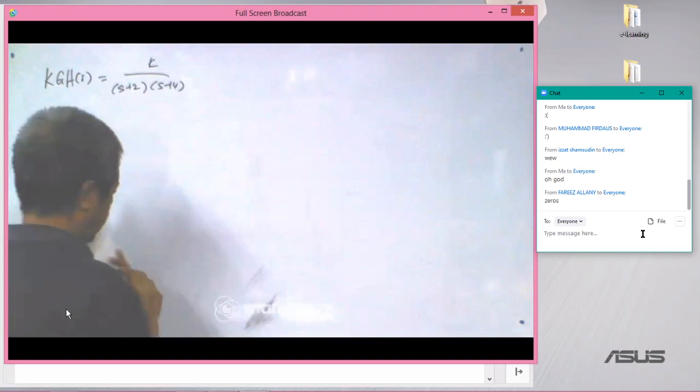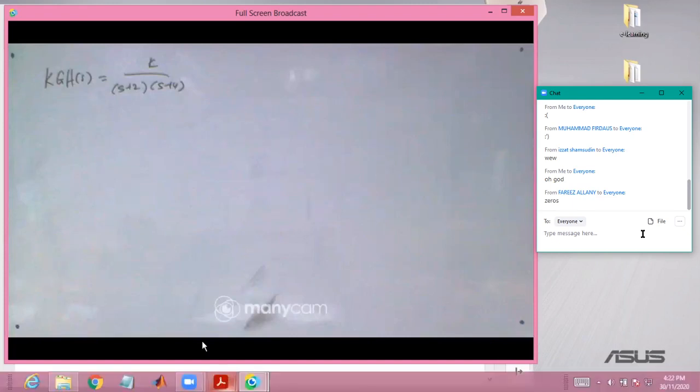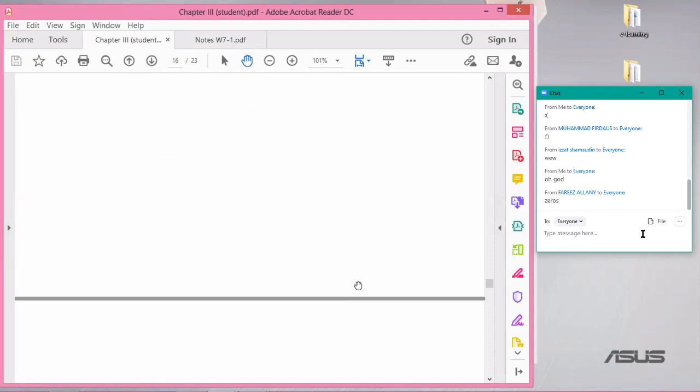Okay, so we are given this open loop transfer function. Draw the root locus for a control system with an open loop transfer function given as k divided by (s plus 2)(s plus 4). It is already written in zero-pole format. Now let's go to our 9th step of drawing the root locus diagram.